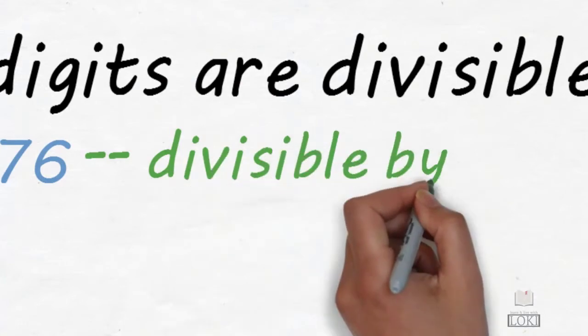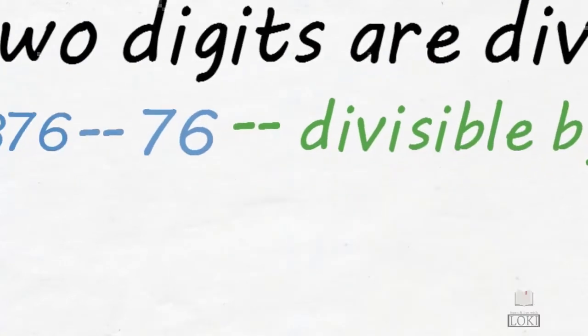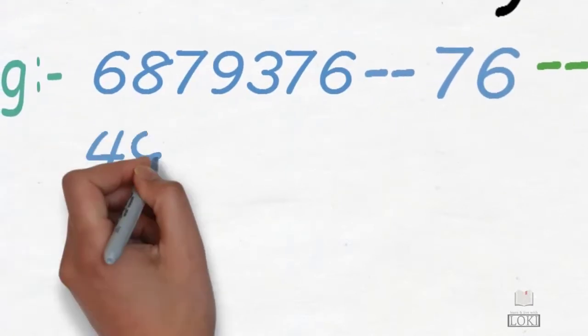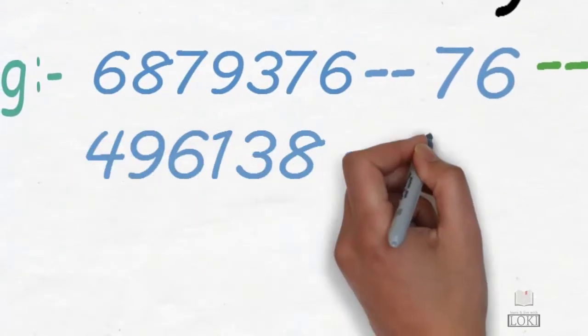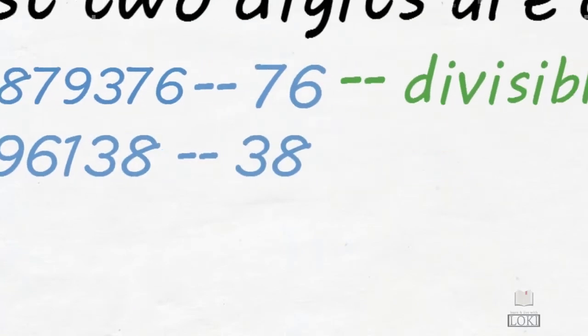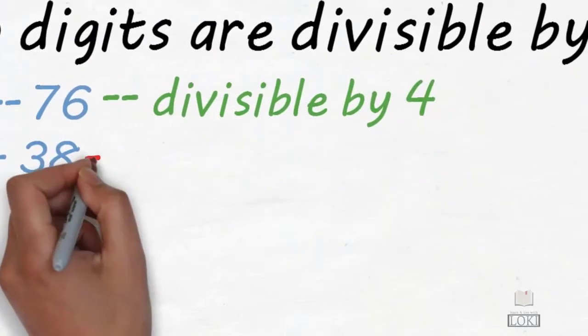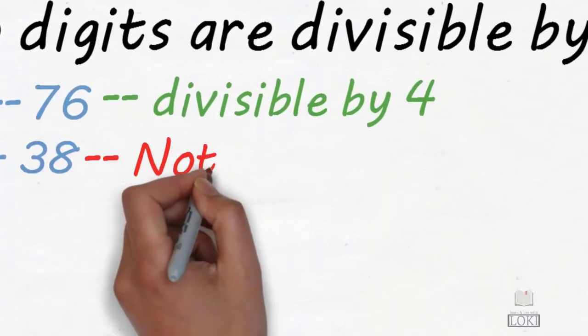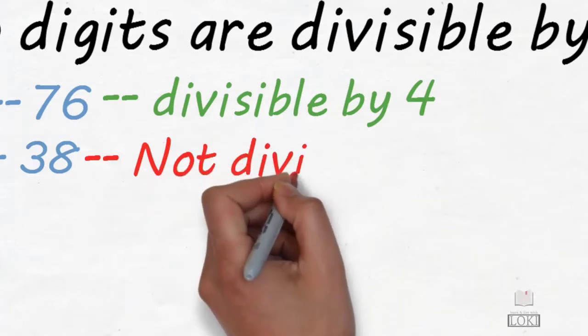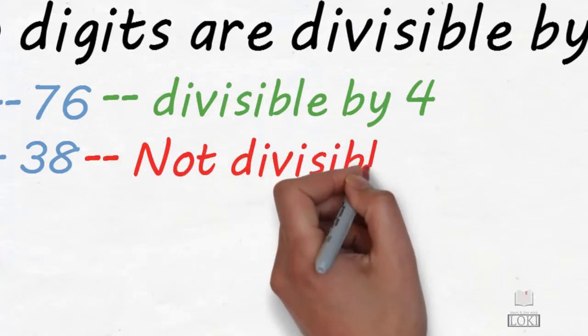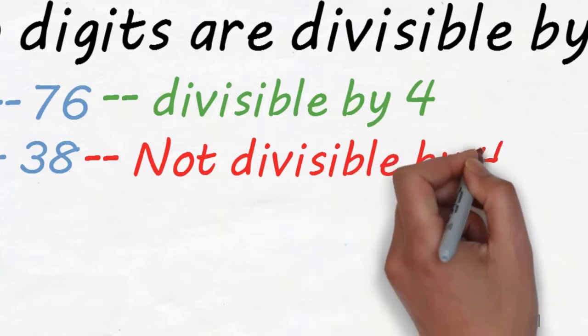And here comes the next example. If you see here, the last 2 digits are 38. As I said, we don't need to look at the whole number. We just need to look at the last 2 digits. 38 is not divisible by 4. So we can conclude here that the number is not divisible by 4.